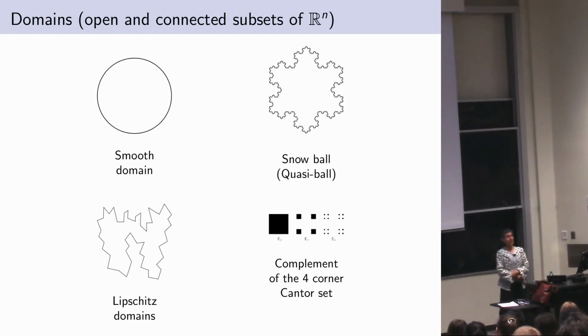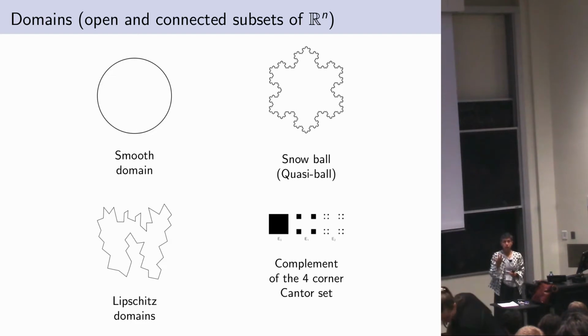So bear with me for a second. What is this? This is the complement of the four-corner Cantor set. So what's the four-corner Cantor set? You start with the unit square. You divide it into 16 little squares. You keep the 4 at the corners. These 4. You do the same thing. You do the same thing. And what you have at the end is a white page, except those little dots.